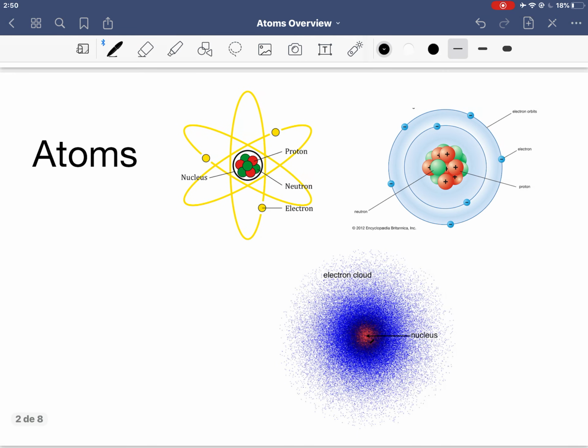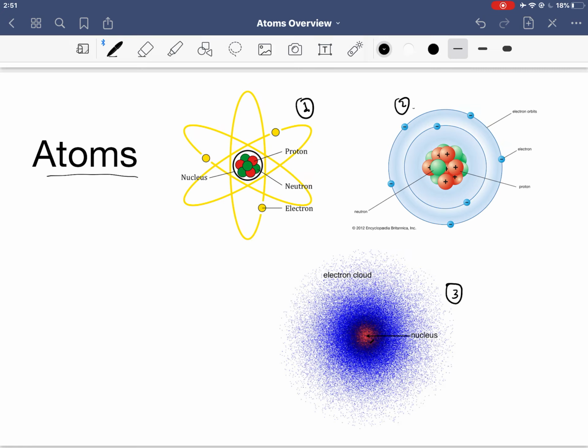So, atoms, what do they look like? What's inside of them? Well, I wonder if you've seen any of these pictures before. Take a look. Maybe you've seen this first picture, or this second picture, or this third picture. All of these are different ways people have to represent an atom. None of these are exactly what the atom looks like.